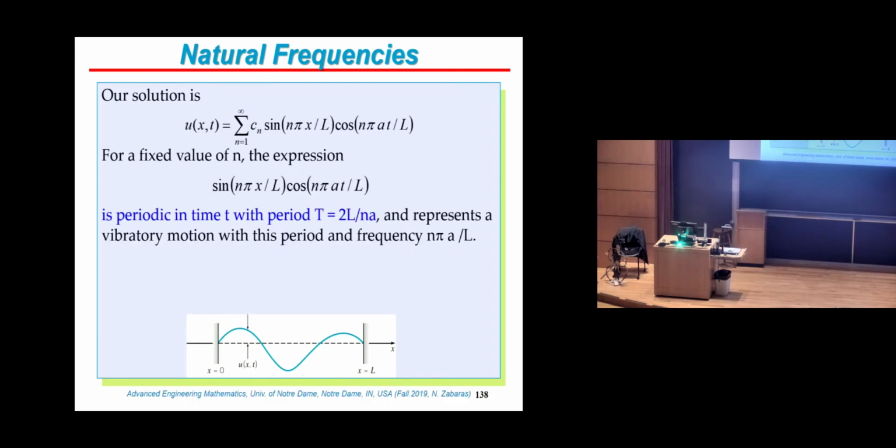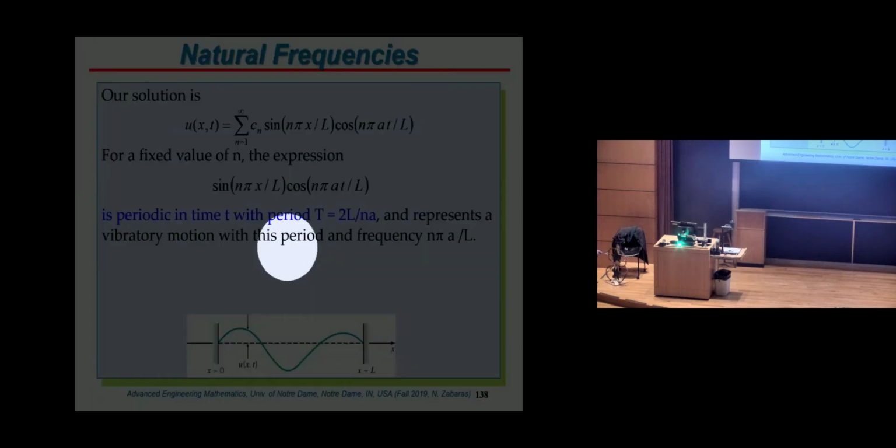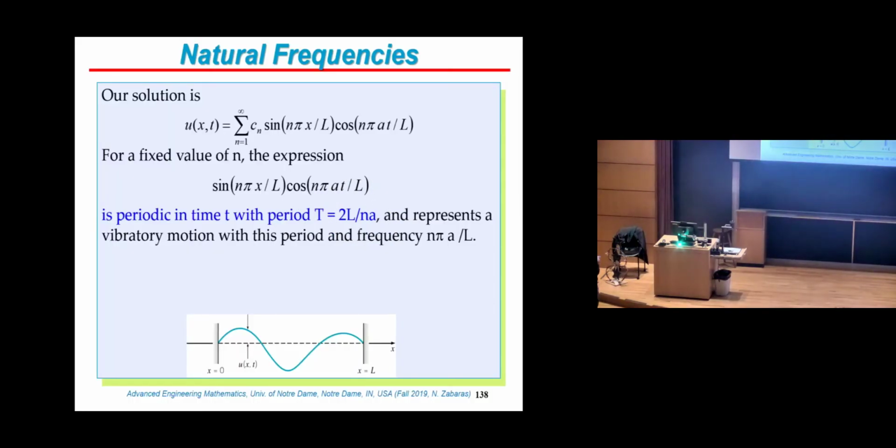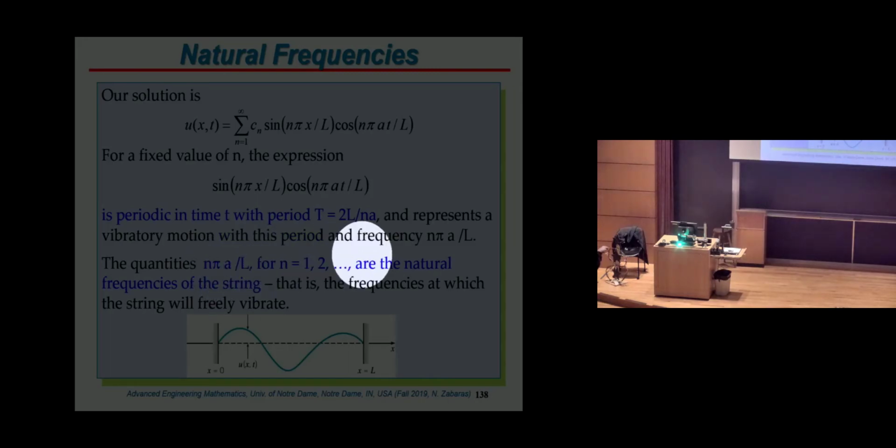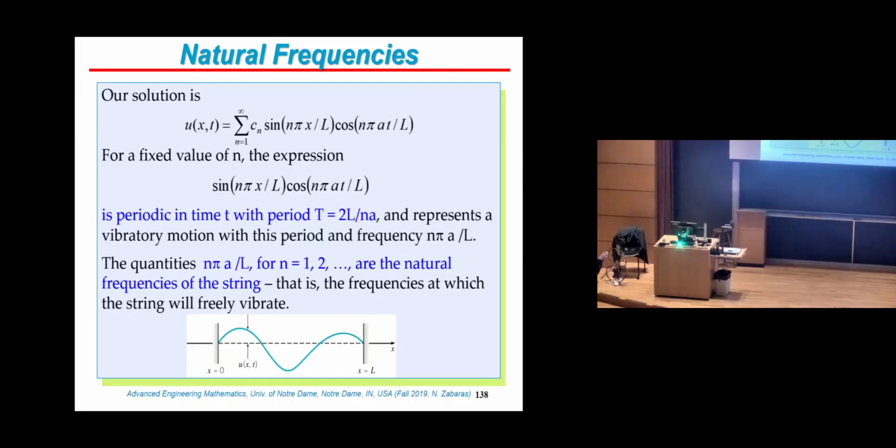So the period in time is defined as 2L over n a for a given n. Can everybody see this? Plug in here t equal 2L over n a. What do you get? You get the 2 pi, okay? That's the periodicity of the cosine. So the period is 2L over n a. Remember this nice formula, okay? And the corresponding angular frequency, 2 pi over T, is n pi a over L.